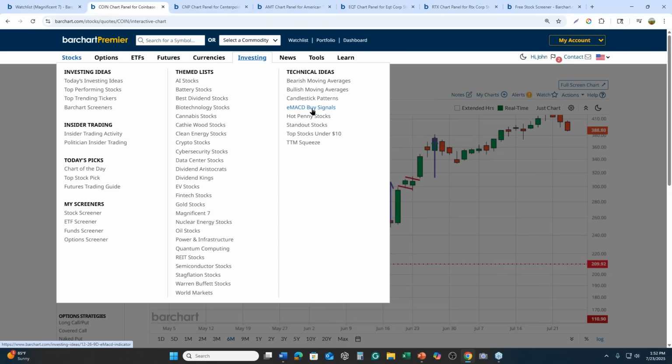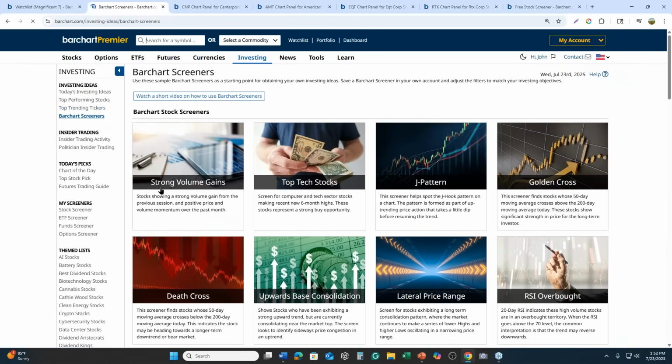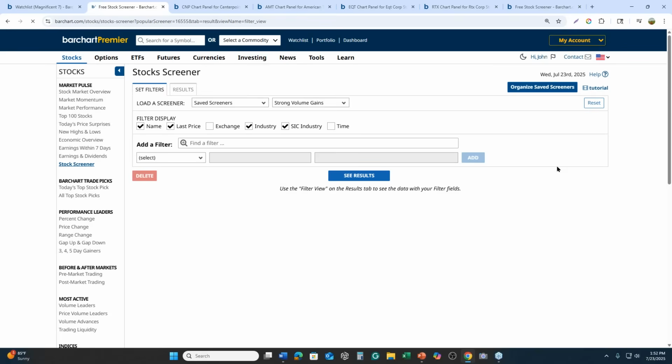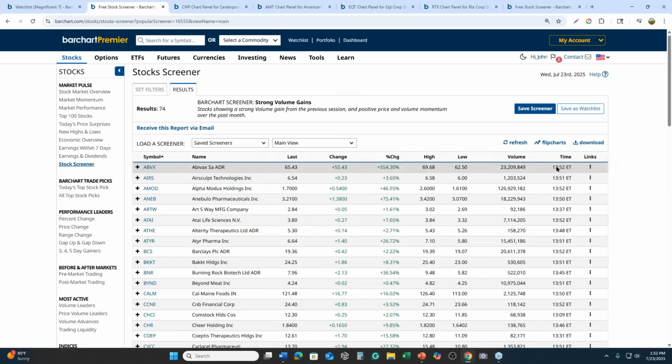But the other thing that I said to you that is really important, especially in a lot of these patterns, is volume. Volume validates price. So if I come to Barchart screeners, under Barchart screeners, you have something called strong volume gains. And again, if we pull this up, it's going to give us a list of candidates. Today it's given us 74. Yesterday it was almost 200.